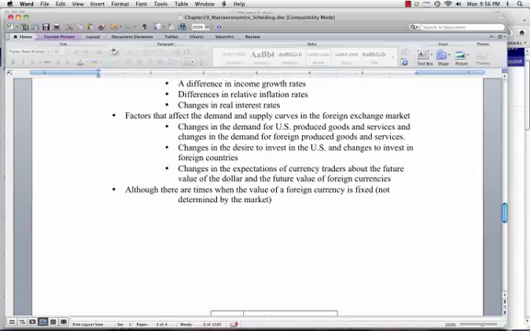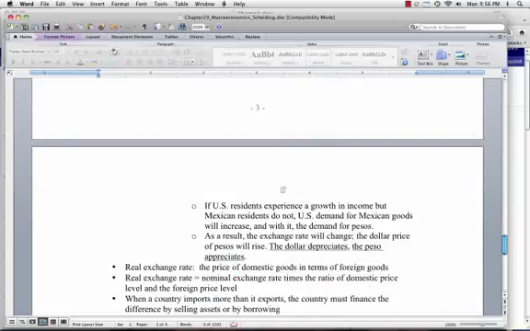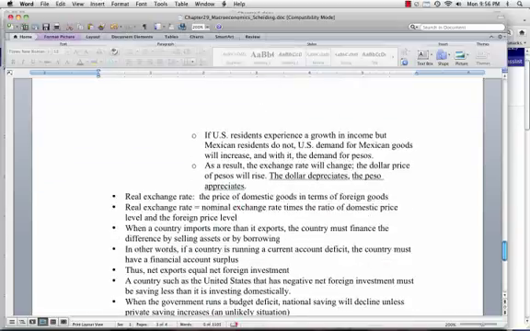Now, there are going to be times where the value of the currency is going to be fixed. And if it's fixed, then what you would see here is a fixed exchange rate, where the government has to intervene. Otherwise, it's done by the market.